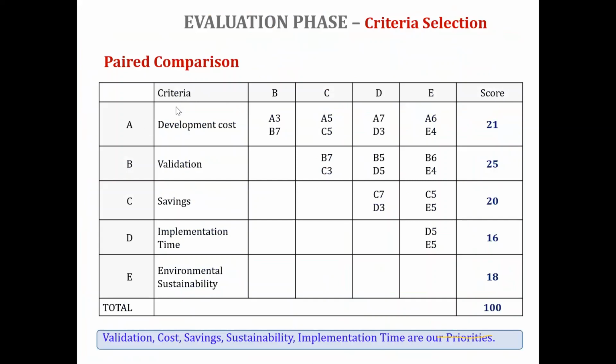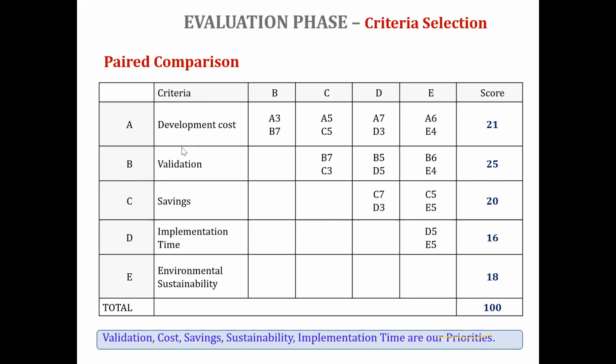But before going to the decision matrix, you need to pair the ideas with respect to different parameters. For this project, the cost, validation, savings, implementation time, and environmental sustainability are taken as parameters. Different products will have different parameters. Sometimes manufacturing also can be taken. Sometimes you can create ideas, but at the same time, you cannot do the manufacturing for the ideas you have created. In that case, the criteria may be different.